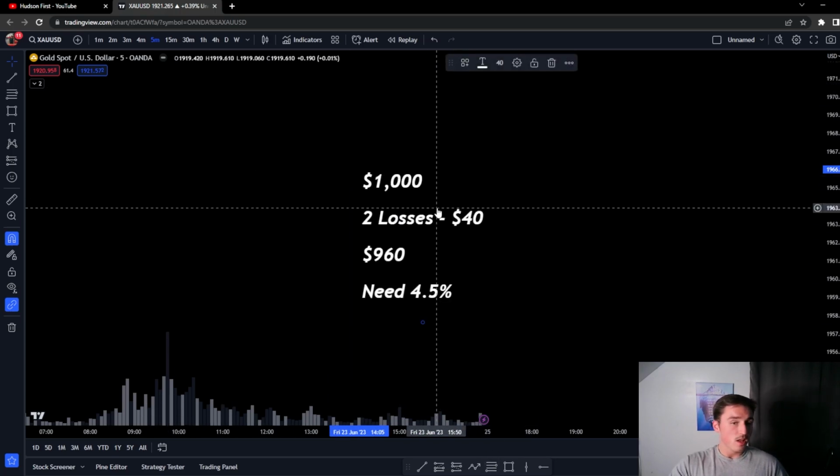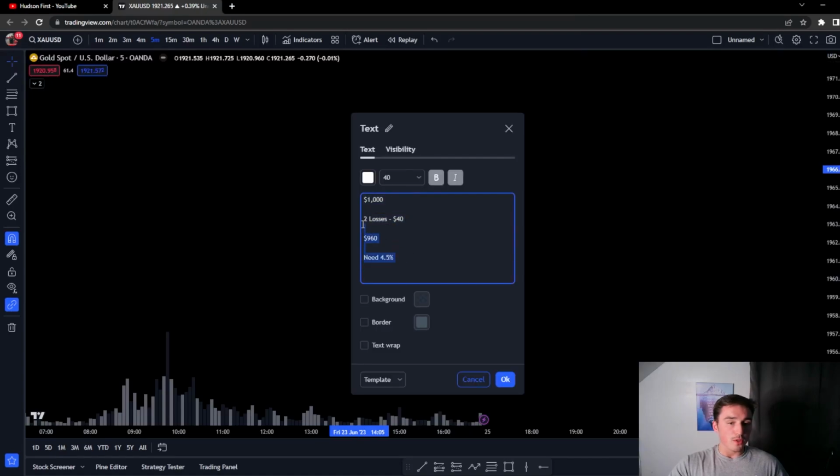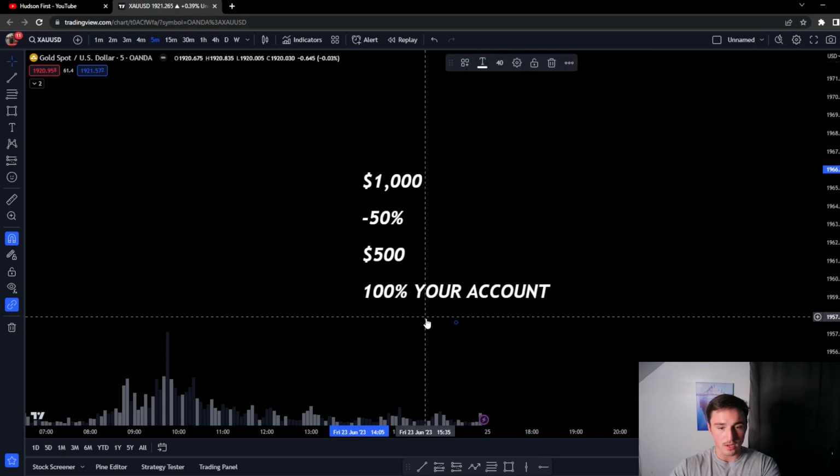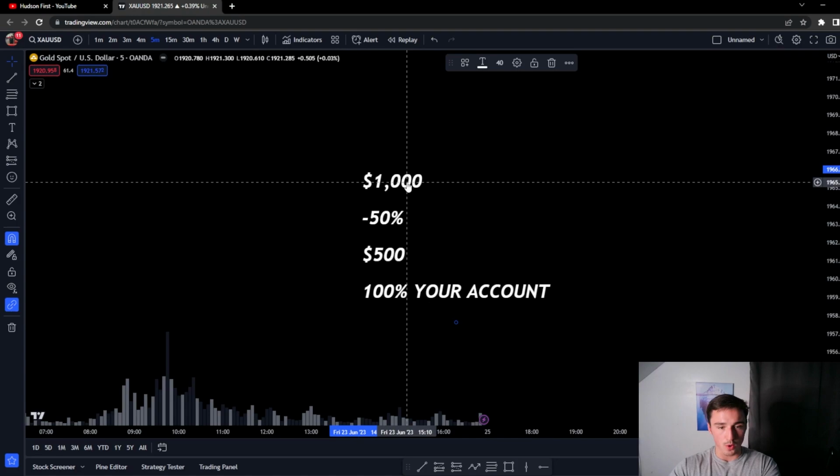If you blow this account, if you lose minus 50% of this account, that's $500. How much do you need to make back to be back at 1,000? $500. So you have to 100% your account. You have to 100% your account if you want to get back to 1,000.